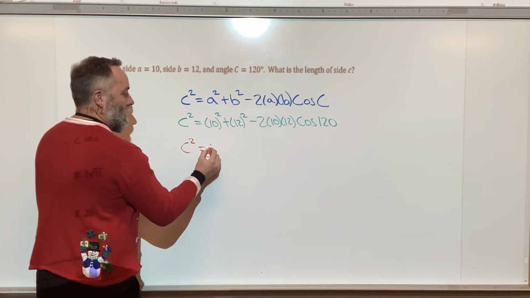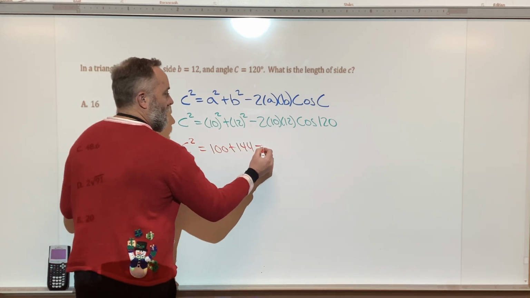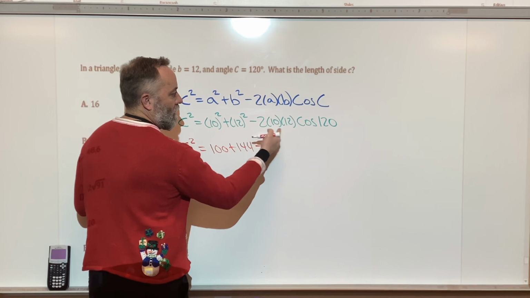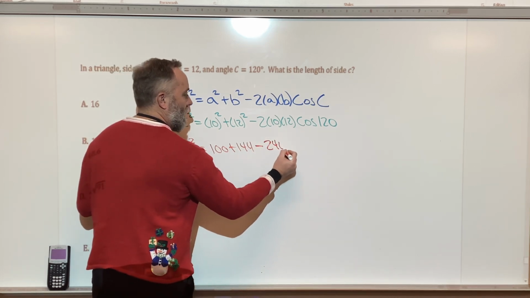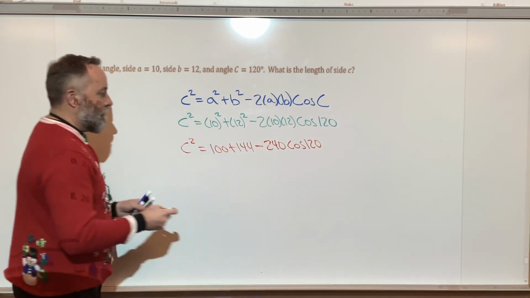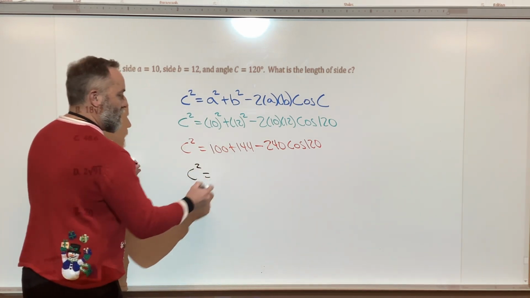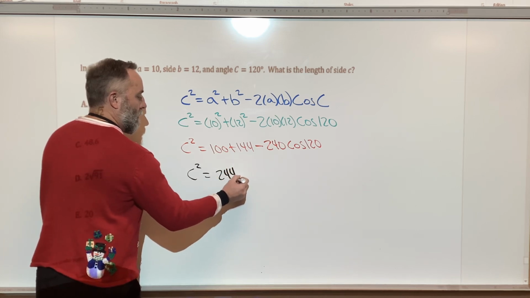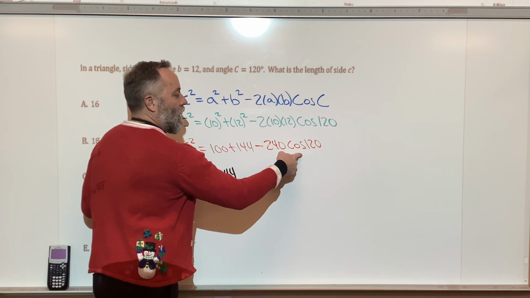So this is 100, 10 squared, 12 squared is 144. This we can say is 10 times 12 is 120. 120 times 2 is 240. So negative 240 times the cosine of 120. All right, again, at any point, the calculator could be helpful, but let's just show what this is. 100 plus 144 is 244. And then 240 times the cosine of 120.